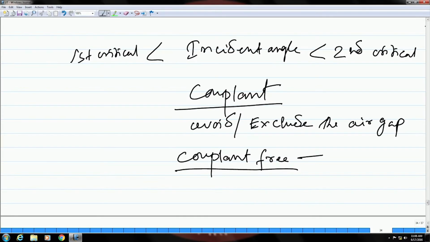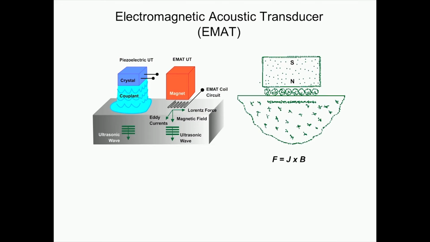In order to do a couplant free test, you need to use a transducer which operates differently and which does not have to be in contact with the sample, like how the normal ultrasonic transducers are. That kind of transducer has a different working principle compared to a normal ultrasonic transducer, and these are known as electromagnetic acoustic transducers, because, as I am going to show you now, this is based upon electromagnetic induction.